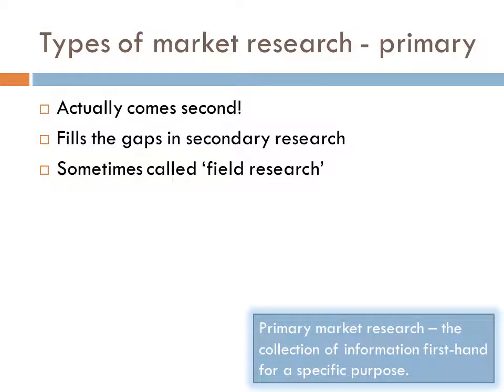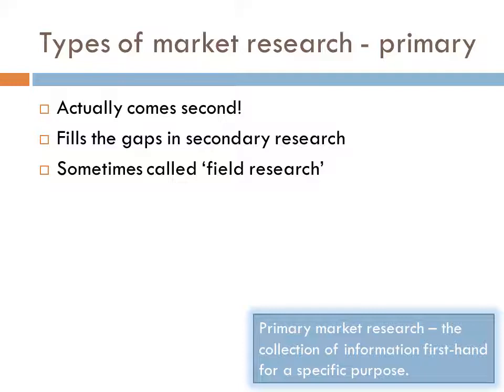So when it comes to how the data is collected, essentially there's primary and secondary. Let's look first at primary. Although we call it primary, research actually comes second. It should only be used to complete the gaps that cannot be filled by secondary data. That's what we look at next. Because researchers often need to go out into the field and collect primary data, it is frequently called field research.